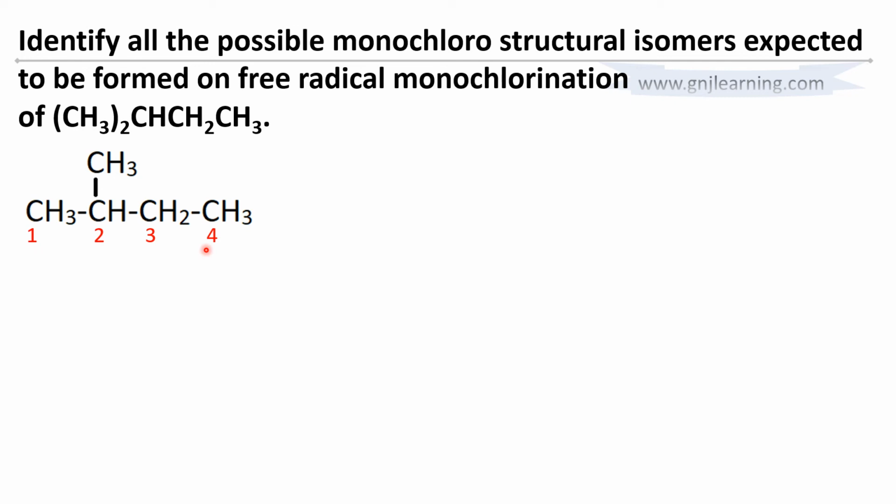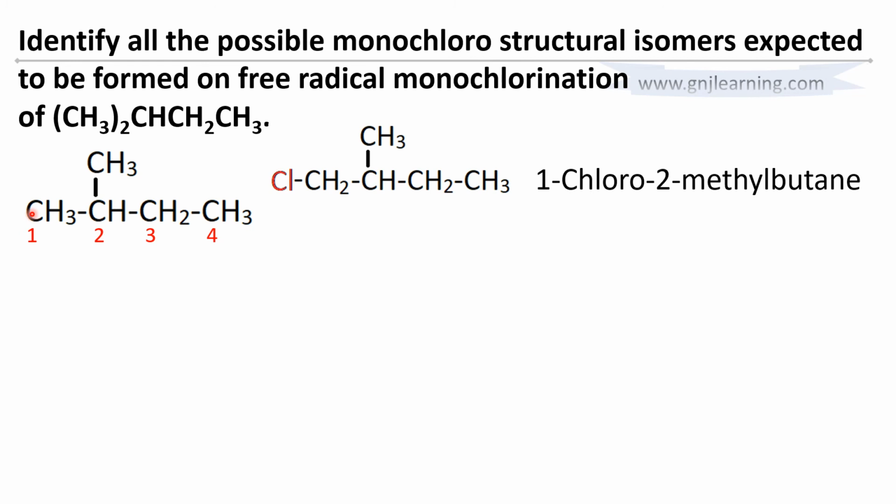If substitution is taking place on the first carbon, it will be like this. If substitution is taking place on the second carbon, it will be like this. So we have another compound on the third, and on the fourth we will have an entirely new compound. But if it is taking substitution on this one, it will be the same compound formed by substitution on this carbon. So let us see those substitutions.